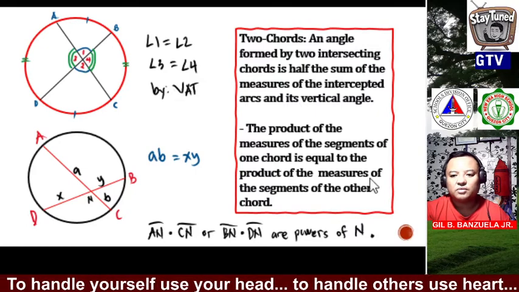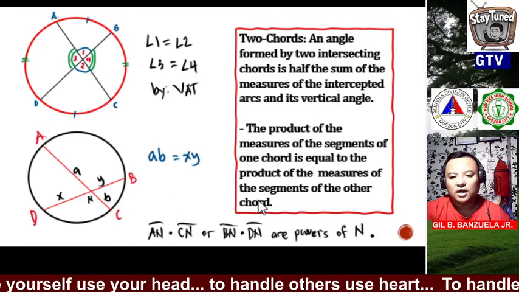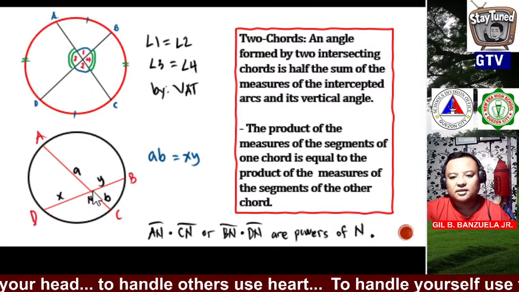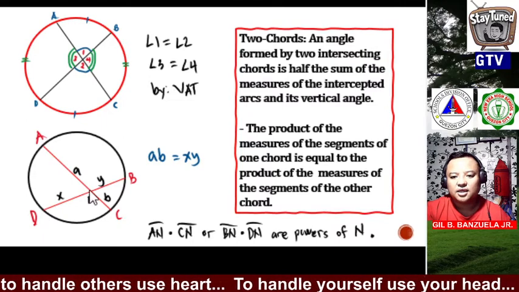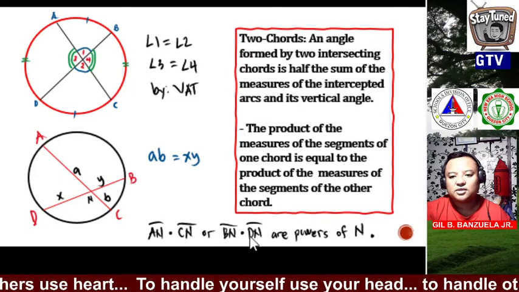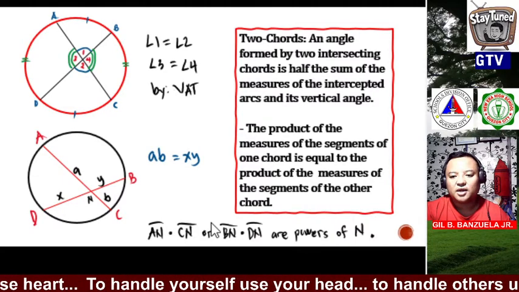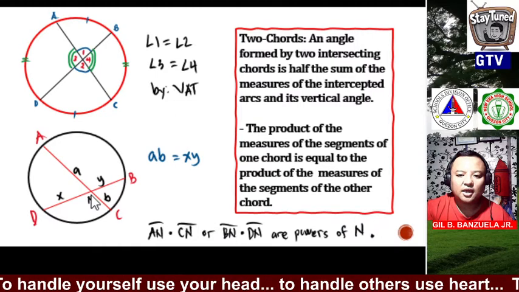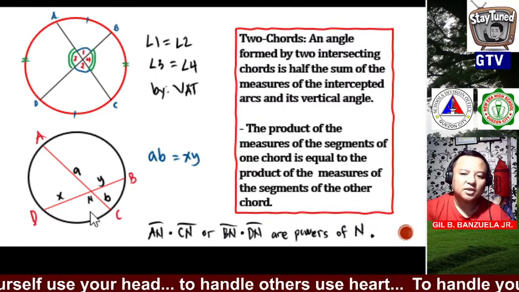And another thing, the product of the measure of the segments of one chord is equal to the product of the measure of the segments on the other chord. So, ibig sabihin, line segment AN times line segment NC is equal to line segment DN times line segment NB. And yung mga binanggit ko guys, yung product nun ay tinatawag nating powers of N. So, depende kung anong variable yan. So, this time, powers of N siya.